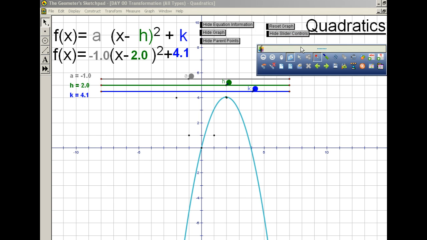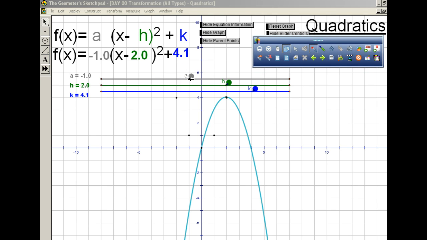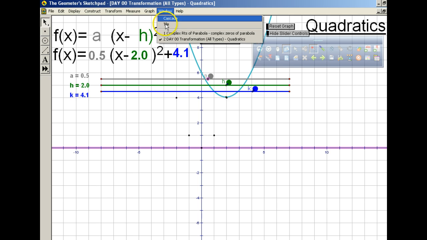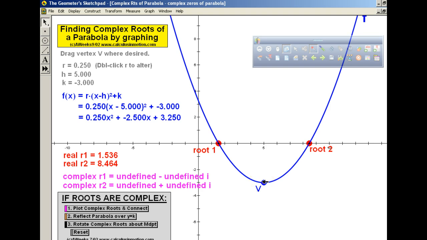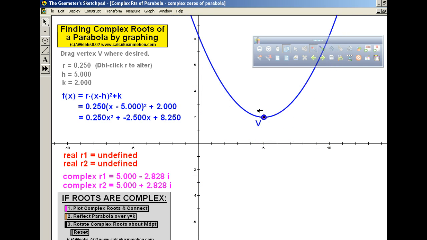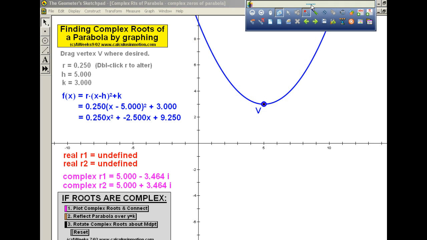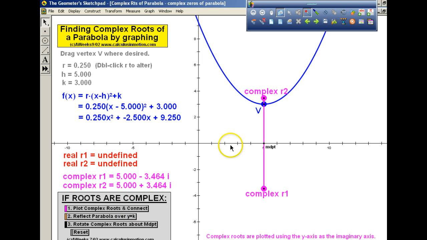Okay. Here's the thing. We also have these imaginary numbers. So what happens when we get something like this? It doesn't cross the x-axis. There are no real number roots. But we still have roots. So when we start getting a vertex that's up here and the parabola does not cross the x-axis at all, we still get some roots. We get two complex roots that are actually right here and right here. And that's where they are.